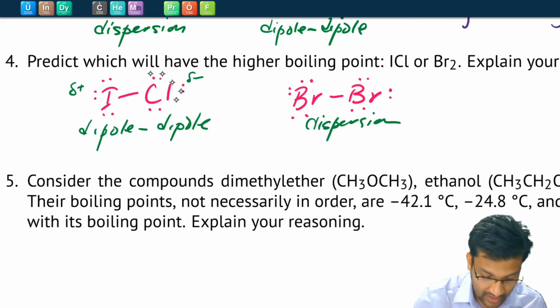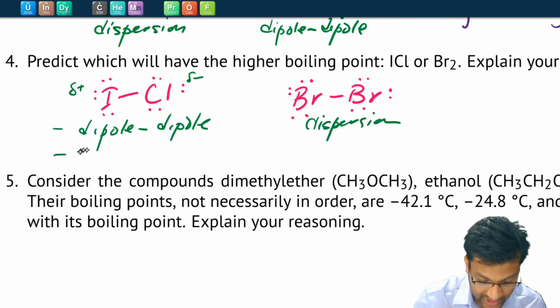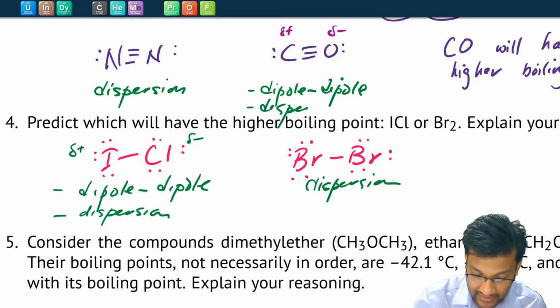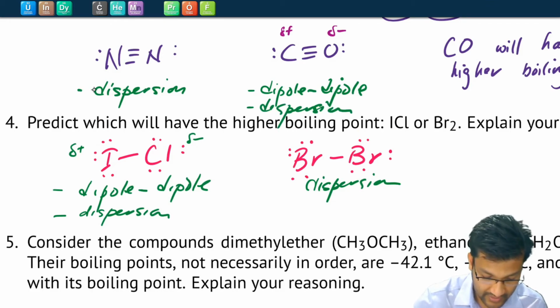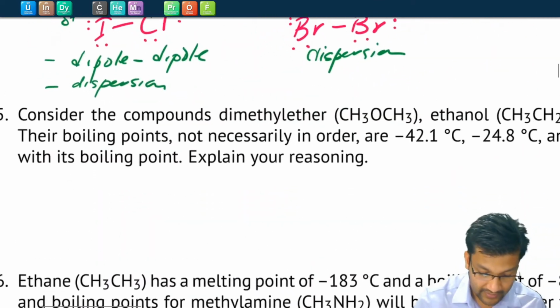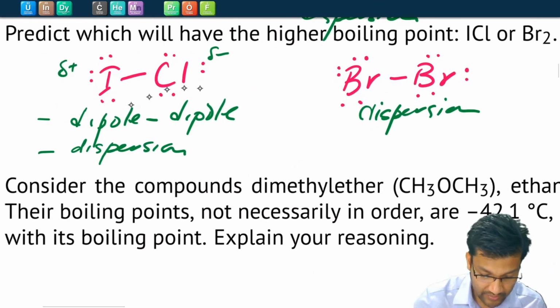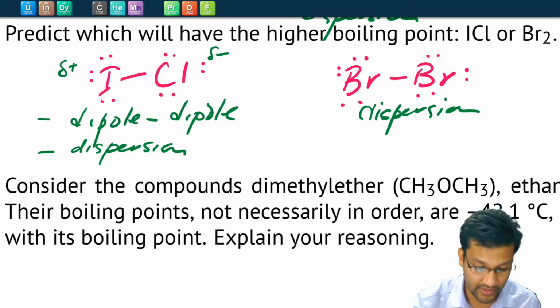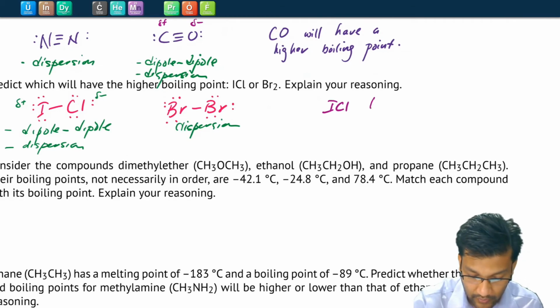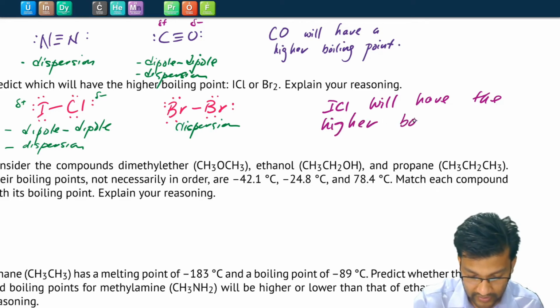By the way, everything has dispersion, so this will have dipole-dipole interactions and dispersion. But I'm focusing more on the dipole-dipole interactions because that's stronger than dispersion. So ICl will have the higher boiling point.